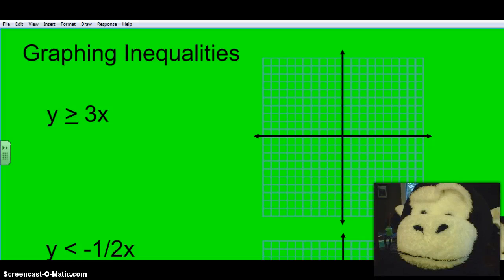Okay, so we're going to keep working on inequalities tonight. We're going to look at graphing them and shading them and using a test point. So if we look over here, we have graphing inequalities, and we have our y is greater than or equal to 3x. So if you remember, we're going to treat that as y equals mx plus b.